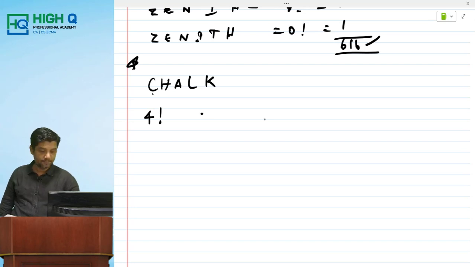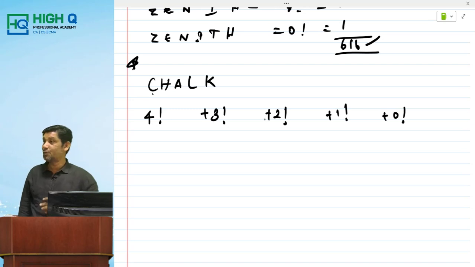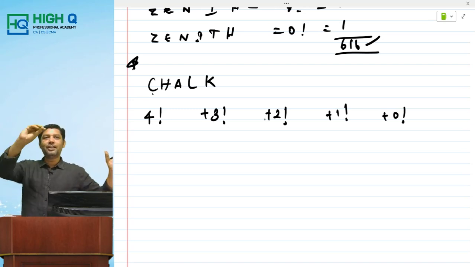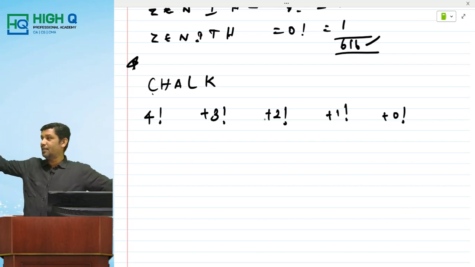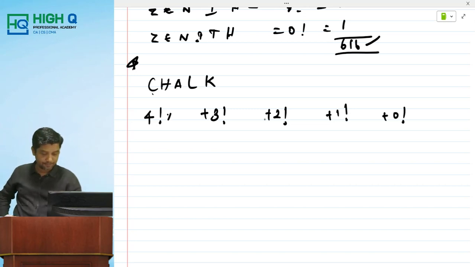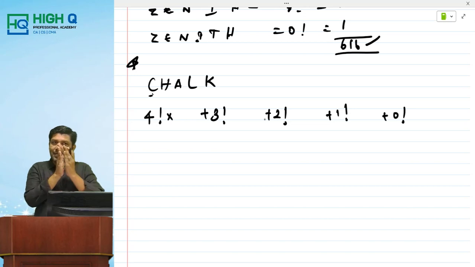4 factorial, 3 factorial, 2 factorial, 1 factorial, 0 factorial. Am I right, my dear? This is what we need to do. If it is a 6-letter word, 5, 4, 3, 2, 1. For a 10-letter word, this is the logic you need to remember first. And what is the first letter? Look at the right hand side of C. Do we have any letter which is less than C?